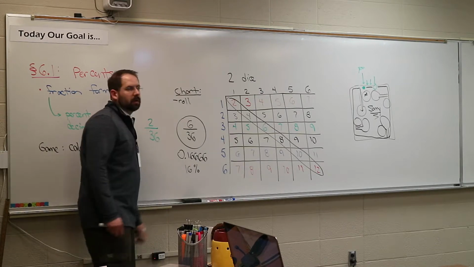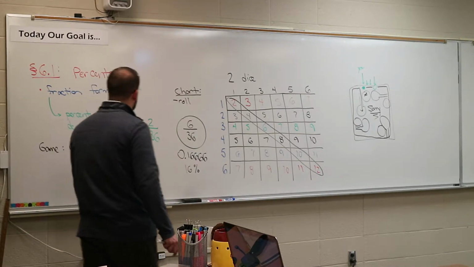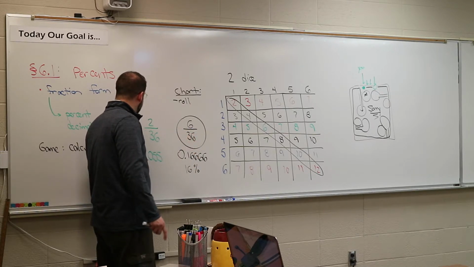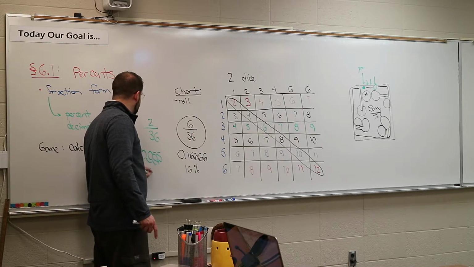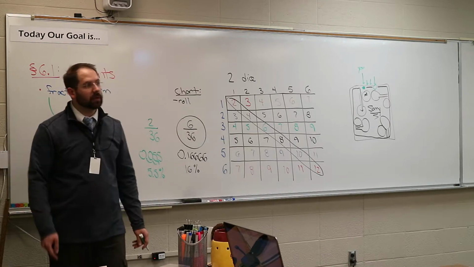There's 36 numbers. Take 2 divided by 36 in your calculator, please. 0.05555556. If you move the decimal over 2 spots, like we talked about yesterday, that's a 5.5% chance. It's not 0, but it's not very likely.